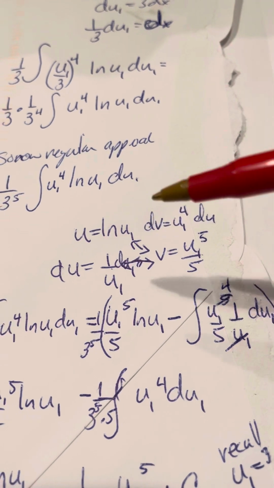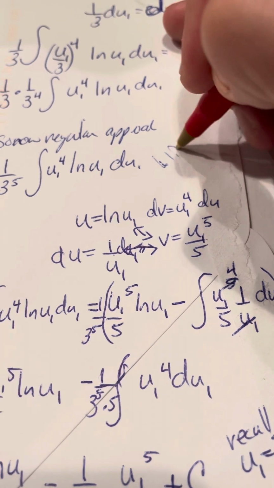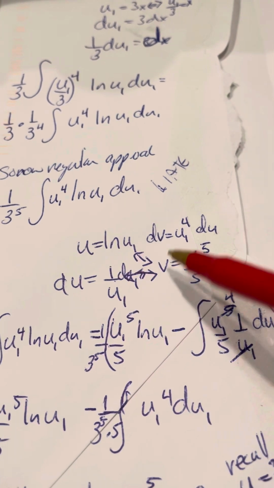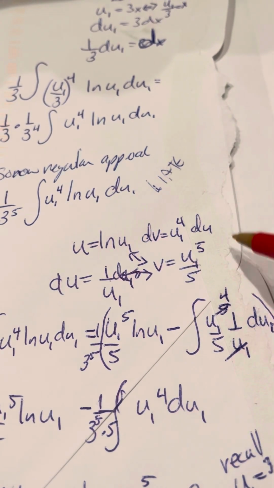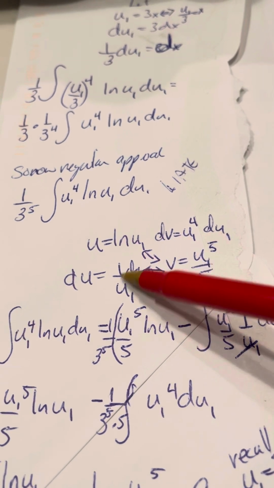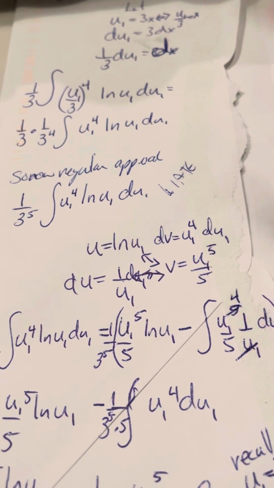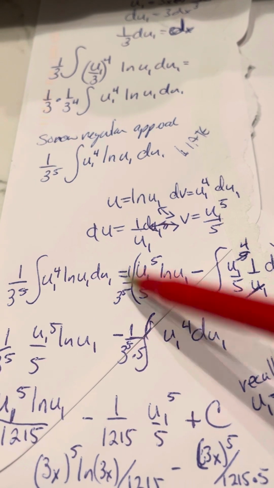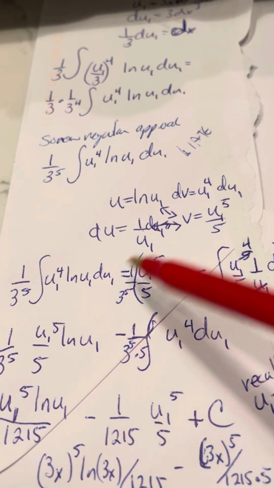And so by LIATE, remember our LIATE thing, logarithm, make the u. Okay, so dv is going to be this u1 to the 4th power du1. I drop my 1 there. And then I take the derivative, I get 1 over u1, and then I integrate this, so I get u1 to the 5th over 5. I have 1 over 3 to the 5th, and I'll have 1 over 3 to the 5th because that's in front.